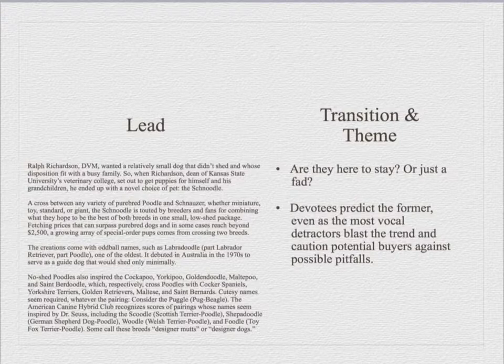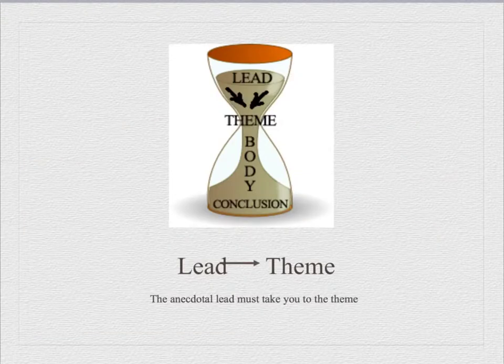Are they here to stay or just a fad? That's the transition. Devotees predict the former, even as the most vocal detractors blast the trend and caution potential buyers against possible pitfalls. And then the rest of the story goes on to talk to us about why this trend occurs, what some of the cautions and pitfalls are, why people love these types of dogs, and why people do not love them. Remember, the anecdotal lead has to take you to the theme graph. You can't just tell us a story and then go off in a completely different direction when we get to the theme. We have to go in the direction of the theme with the story.